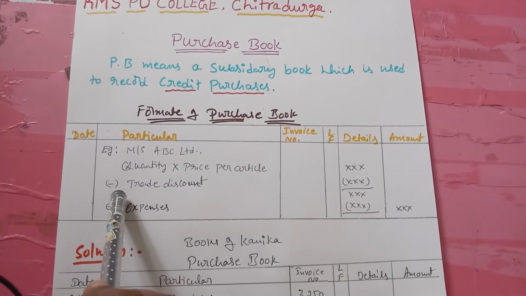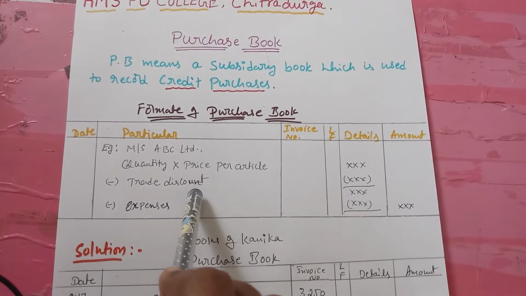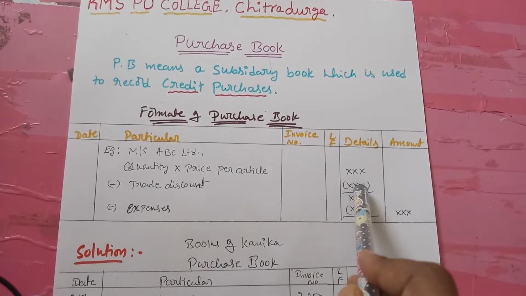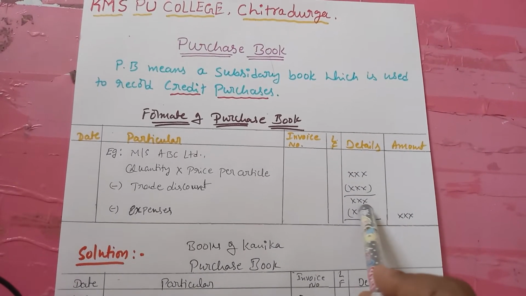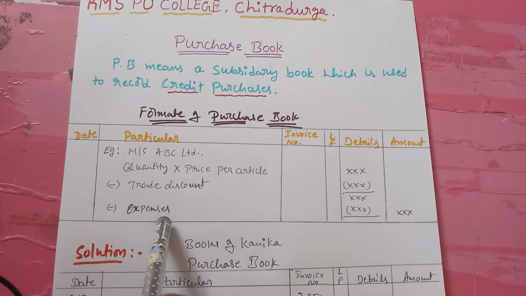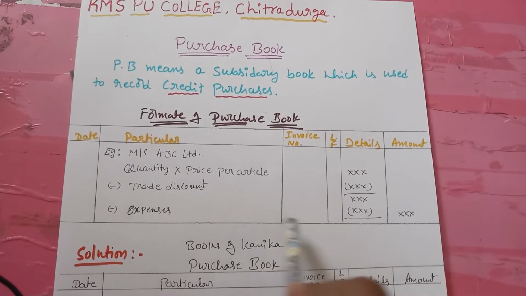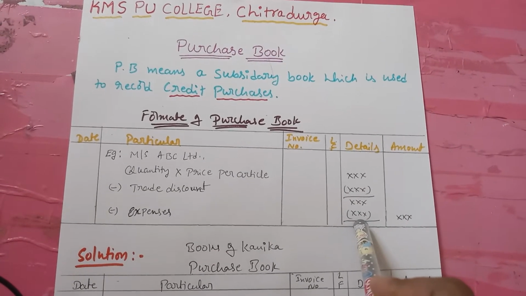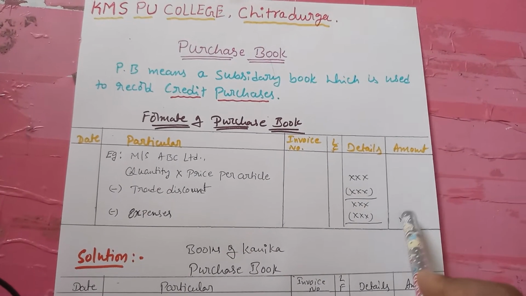Next, less the trade discount. In the problem the trade discount is given as a percentage, so we have to calculate that and write it here. Next, total minus trade discount, whatever we get, we write here. Next, minus expenses. This means some other expenses incurred on the purchase. We deduct these also, and whatever amount we get, we write in the amount column. So this is the format of the purchase book.